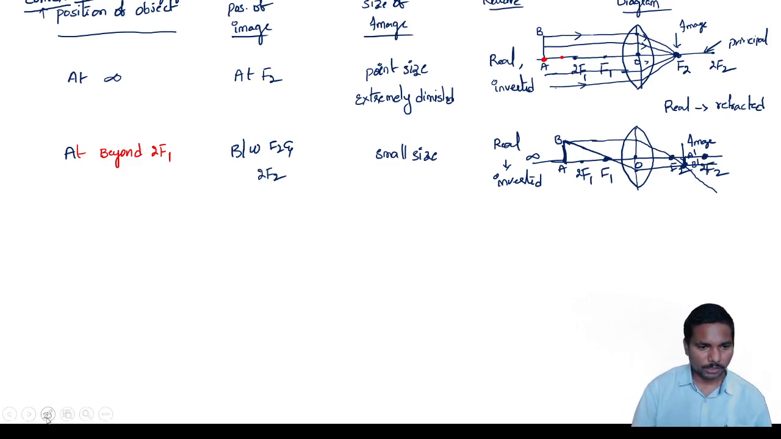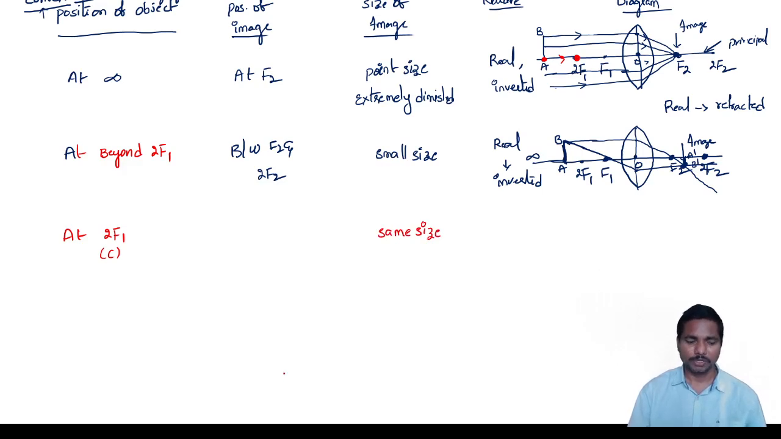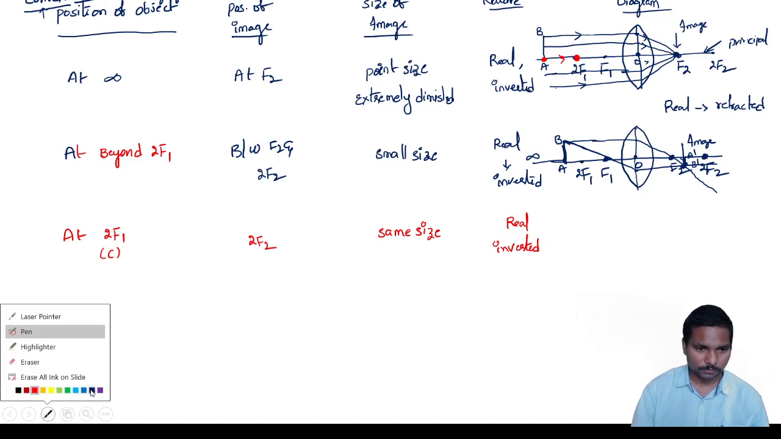Now coming to the third one. Third one, we can move the object to 2F1, which is the same as the center of curvature. So in brackets you can write center of curvature. At the center of curvature, what concept did you get? Same size of the image we got. And the place is the same, that is 2F2. It will form at 2F2. So here it is the same, real and inverted. This is the key point, same as in the mirror. So note down this one also.